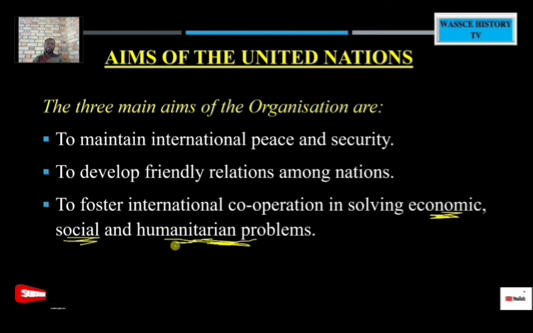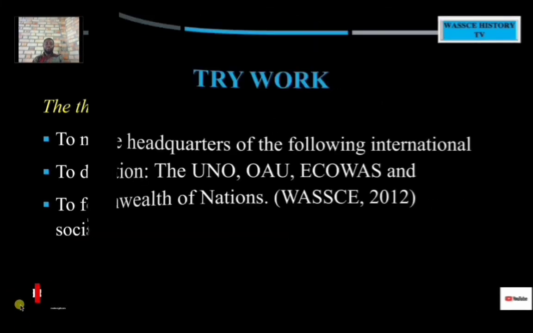Okay, good. So with this, we will bring our discussion to an end. But you should know that the main mandate of the UN is to prevent the outbreak of a Third World War, and that is to maintain international peace and security. Good. We will bring our discussion to an end.